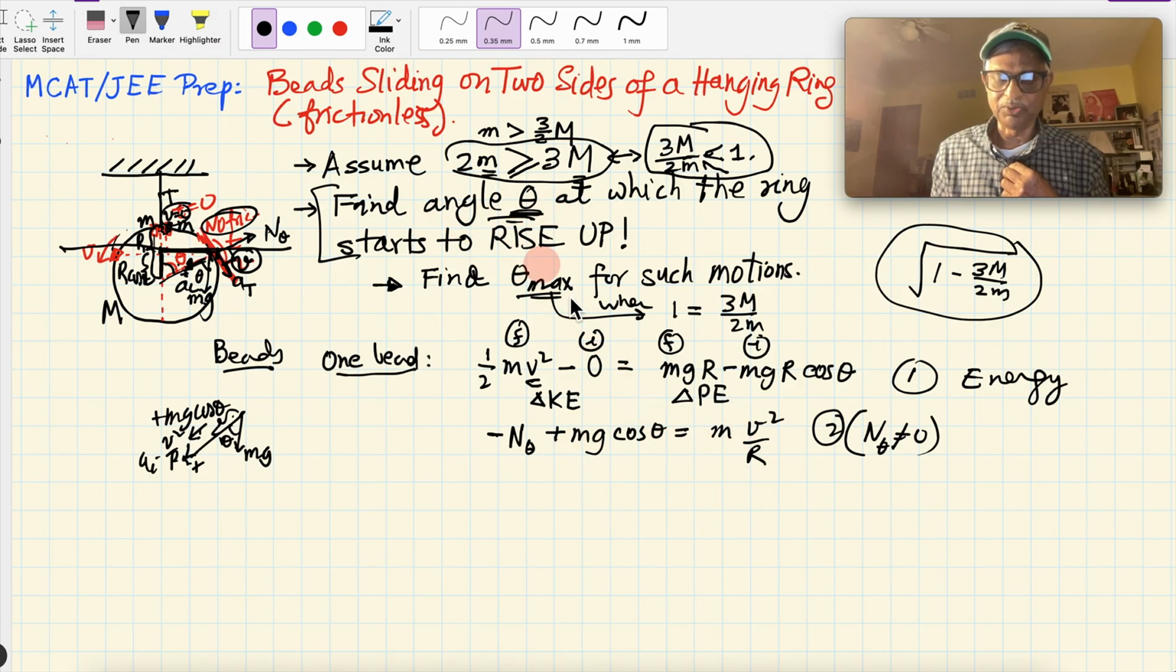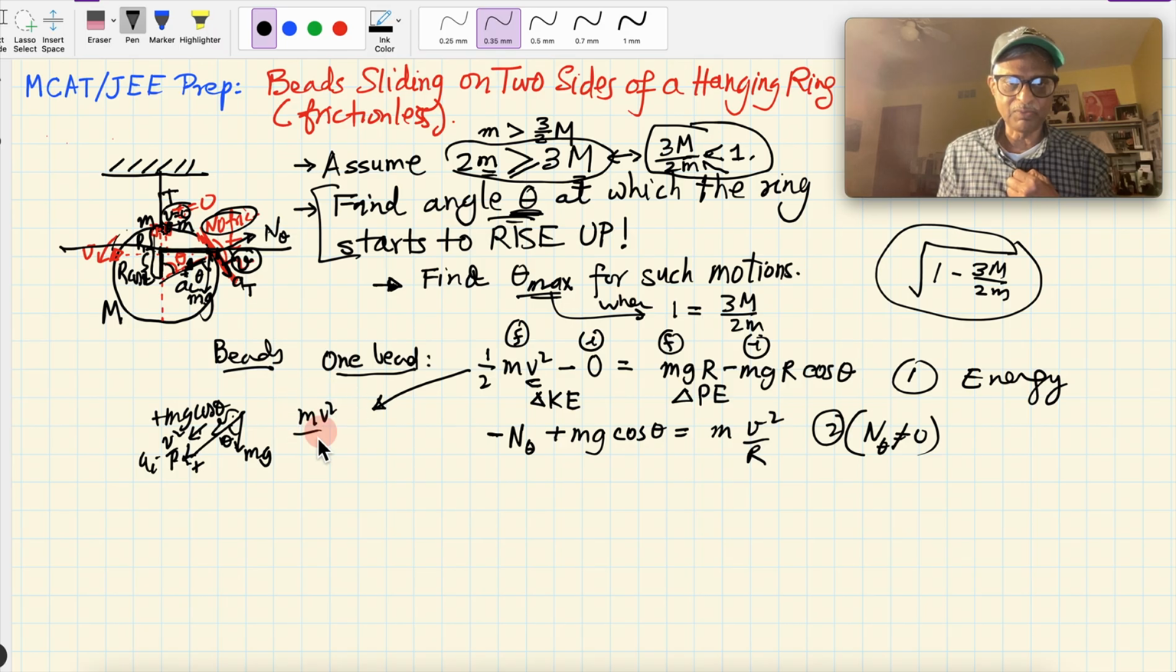That's what we need to know, because using this guy we can get rid of this guy. So let's just process that. If you process that, 2 on the other side, r on this side, so I'm going to get mv squared over r, which will turn out to be mg minus 2mg minus 2mg cosine theta.